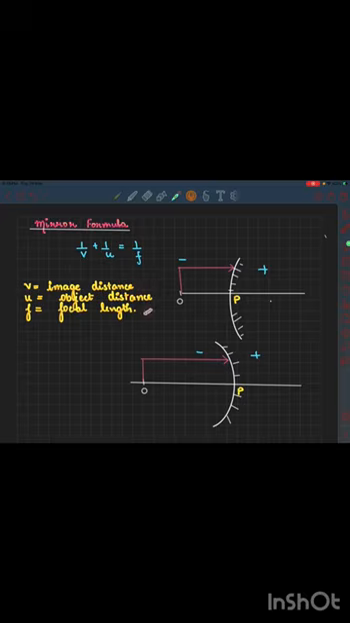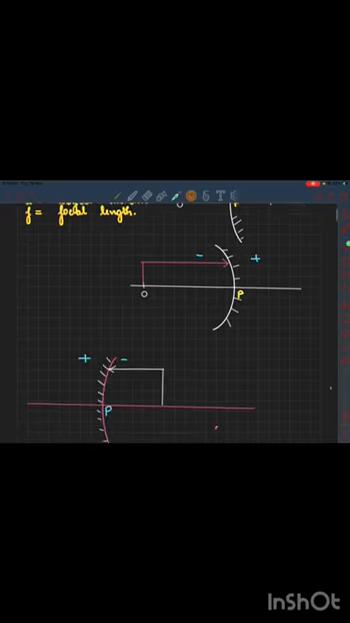Image distance is the distance between the image and the pole. Object distance is the distance between the object and the pole, and focal length is the distance between the focus and the pole.